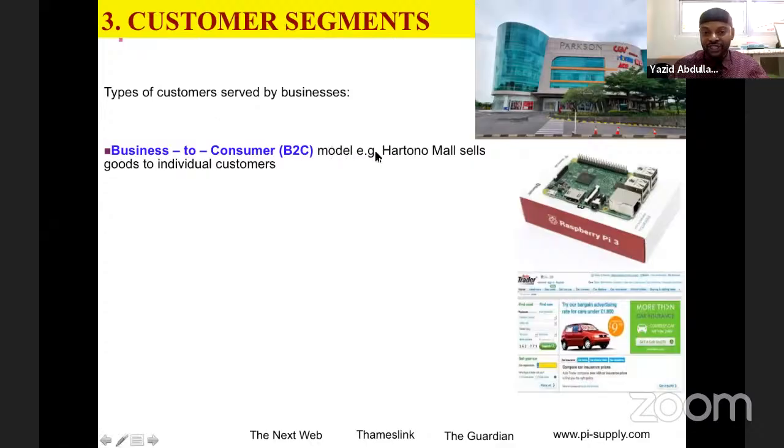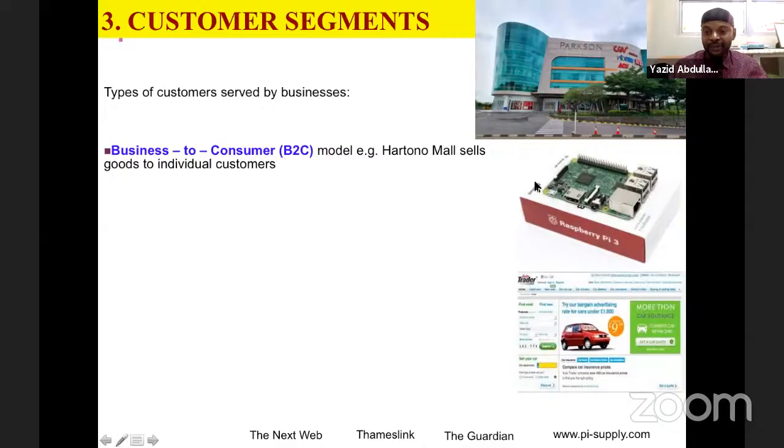Everybody knows in Yogyakarta, you know the Hartono Mall, right? Yes. Okay, very good. So that one, if you think about it, what kind of customers do they target? Primarily, they target individual customers. So this is business to customer.